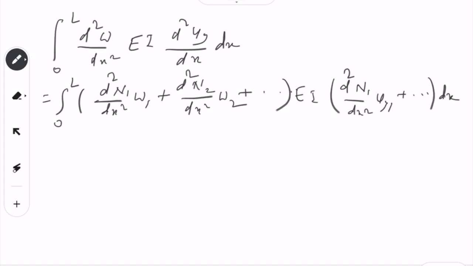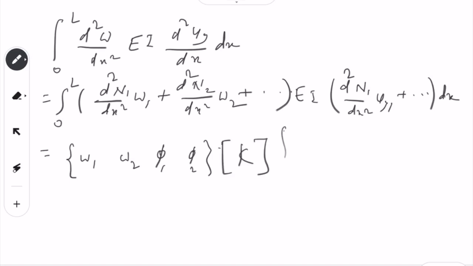Okay, so this can be written like this: w1 w2 phi 1 phi 2 like this, and then we have the k vector, and we have here uy1 uy2, and then theta 1 theta 2 like this.